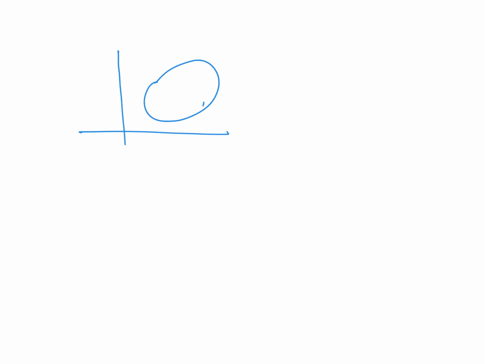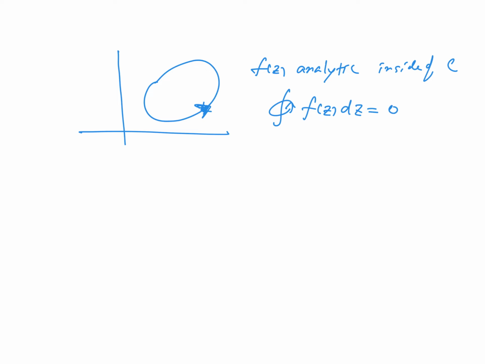So when f(z) is analytic inside of C, then what do we have? Cauchy's integral theorem says this is going to be 0, right? Number one, there's Cauchy's integral theorem.